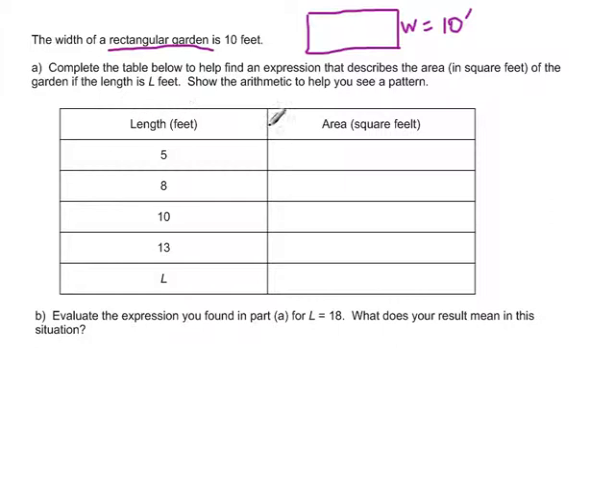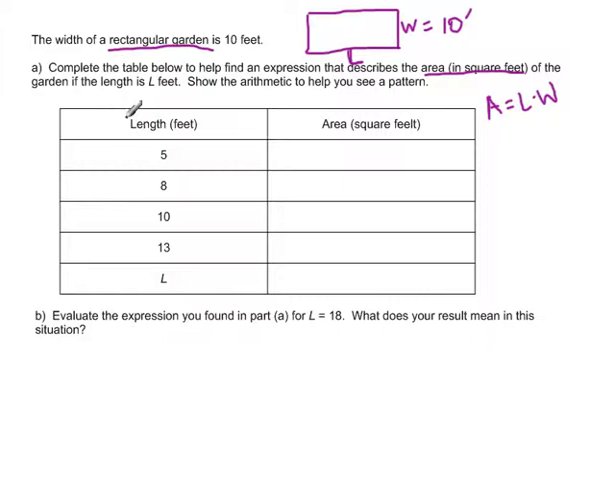Then the table is going to start giving me some different lengths, but the lengths are going to vary. So right now I can't say exactly what the length is going to be. But once I'm given a length, they're going to ask me to calculate the area in square feet. So we have to remember how we would find the area of a rectangle. You might remember that to find the area of a rectangle, we need to take the length times the width. That's how you find the area of a rectangle. So let's see what we can do with this problem.